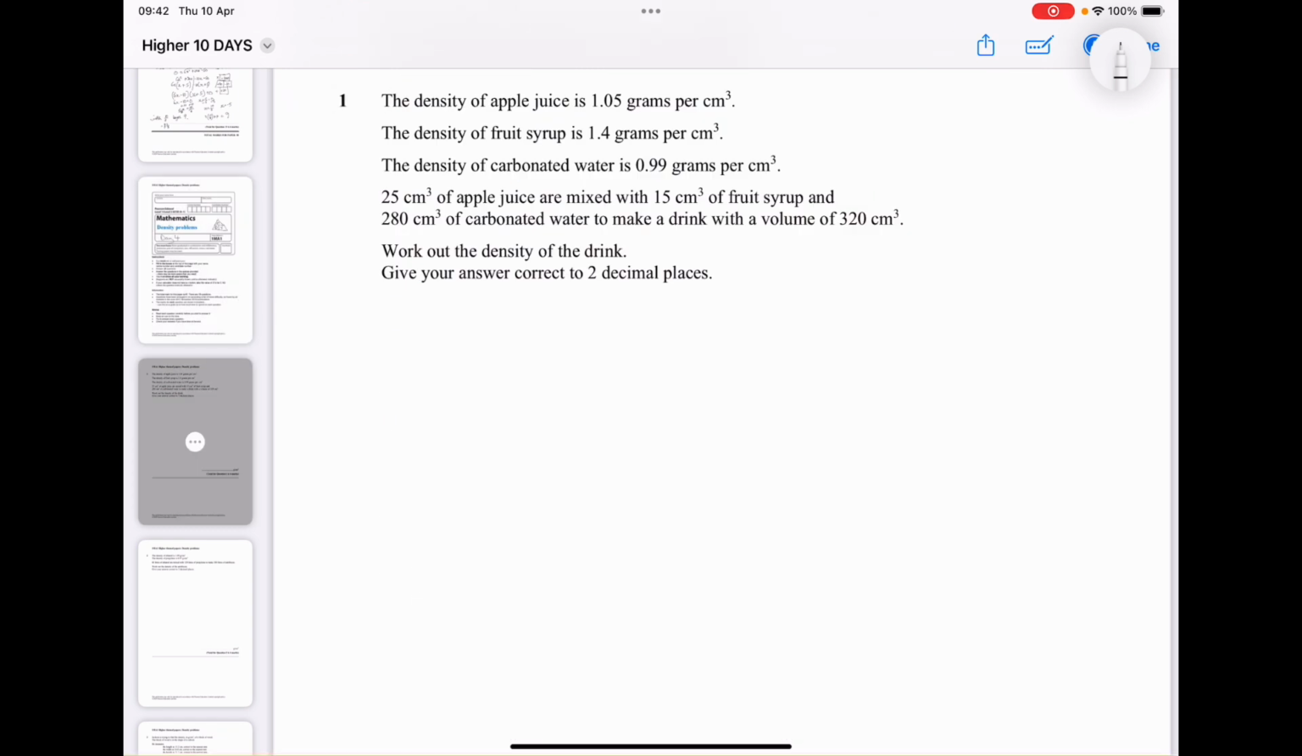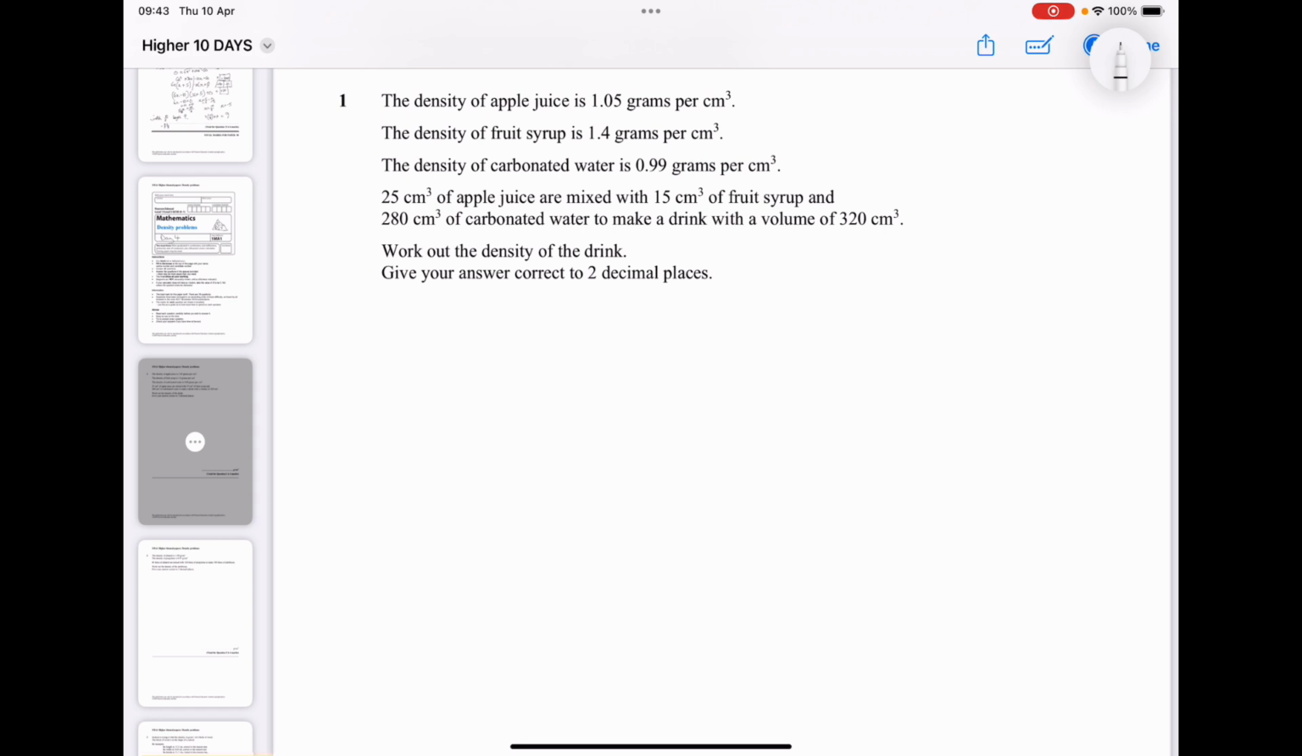Right, let's have a look. Density of apple juice is 1.05 grams per centimetre cubed. Density of fruit syrup is 1.4 grams per centimetre cubed. The density of carbonated water is 0.99 grams per centimetre cubed. 25 centimetres cubed of apple juice are mixed with 15 centimetres cubed of fruit syrup and 280 centimetres cubed of carbonated water to make a drink with a volume of 320 centimetres cubed. Work out the density of the drink. Give your answer correct to 2 decimal places.